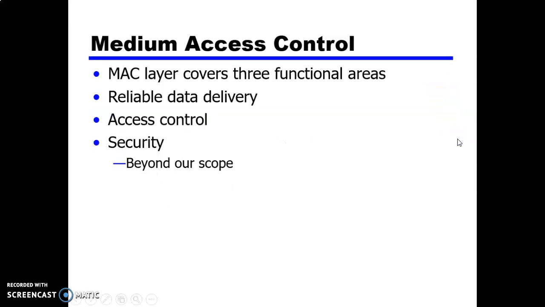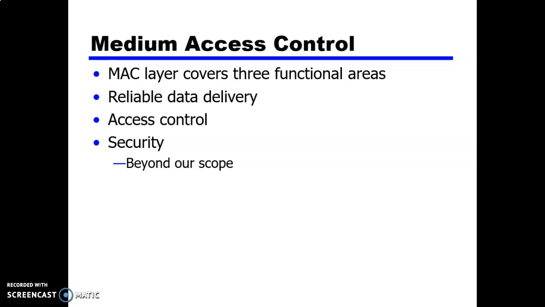So first we will see the basic functions of the MAC layer. There are three main functions of the MAC layer. The first function is reliable data delivery, which is one of the most important functions when we are about to send or receive any data from anybody. The reliability of the data delivery matters every time. The second is access control and the third is security, which we will not be seeing in the video.